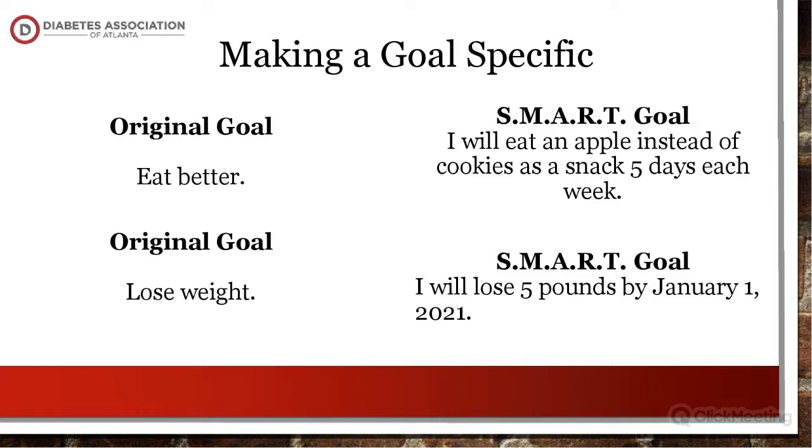So when we're trying to update the goal of eating better to a SMART goal, we can enhance it by saying something like, I will eat an apple instead of cookies as a snack 5 days each week. So that tells us what we're going to do to eat better. Similarly, losing weight can be many different things. And so if you make it into a SMART goal, you can see that the goal on the right says, I will lose 5 pounds by January 1st. So that tells us what we want to do, what weight loss means to us.